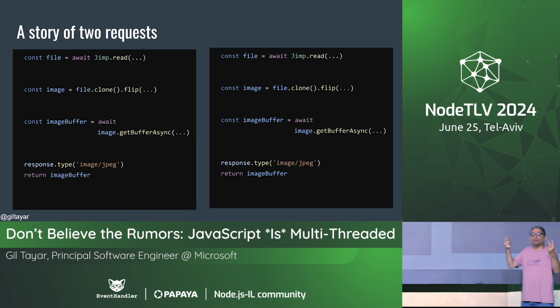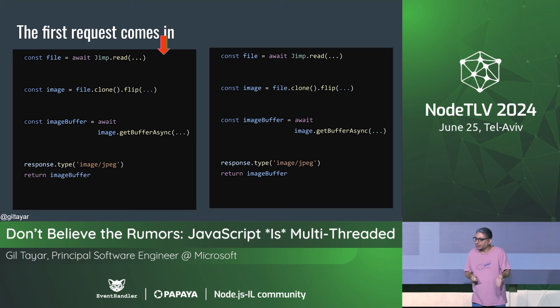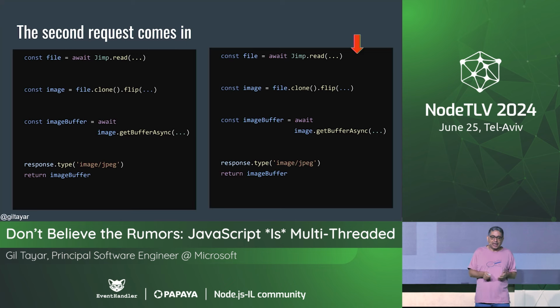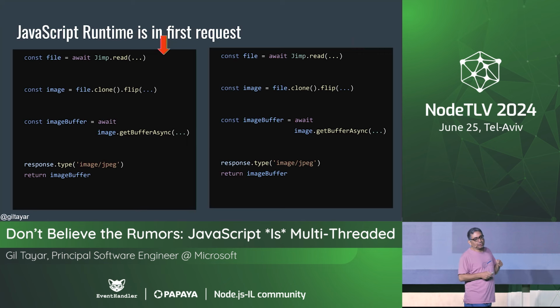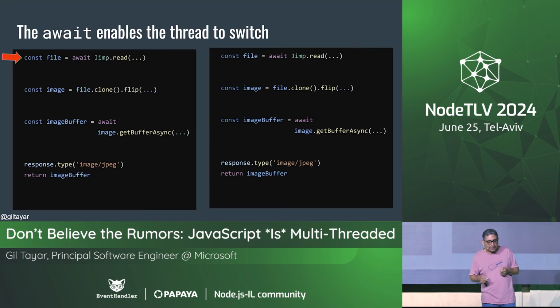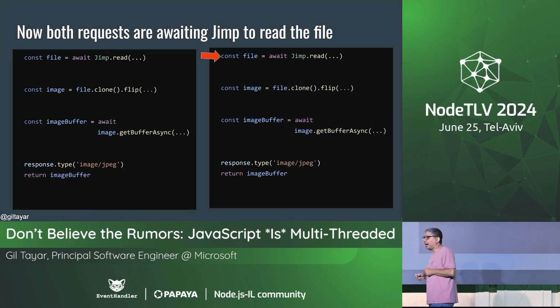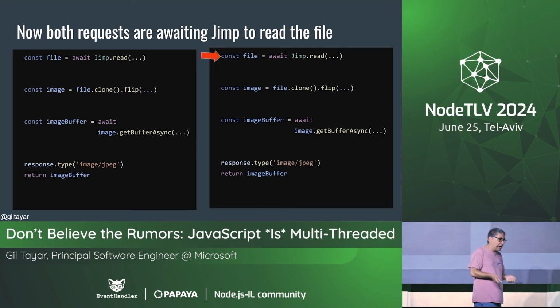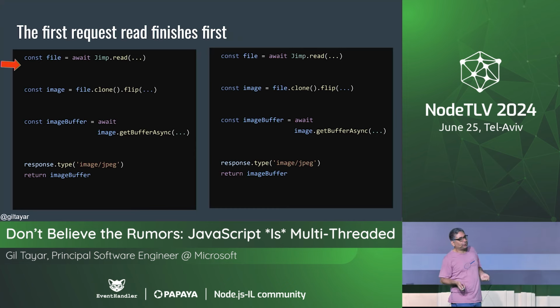And this is a story of two requests. The first request comes in to this, and this is the same code, obviously. The second request comes in, so we now have two requests coming in. JavaScript runtime is basically running the first request, and GIMP is reading the file from the disk. So this await is waiting for the file to be read from the disk. Because there's an await here, the JavaScript event loop can switch to the second request. So now we're switching to the second request. Now this await is awaiting the reading of the file. We can flip back when the first request finishes.